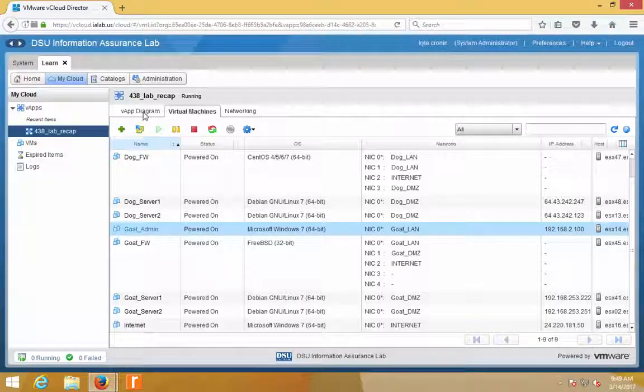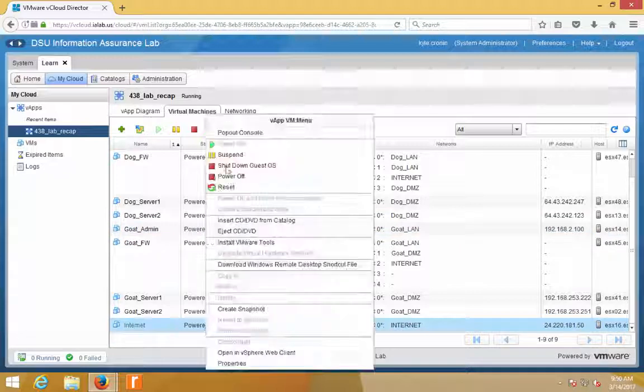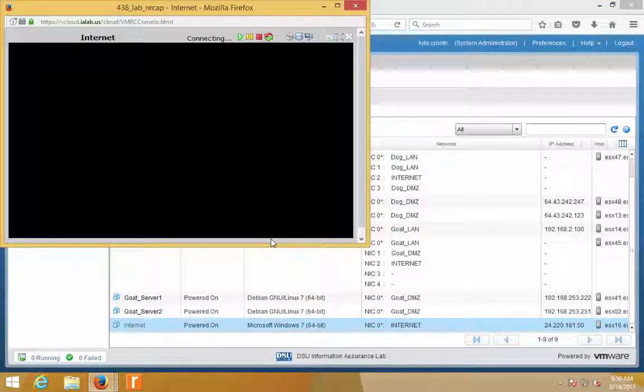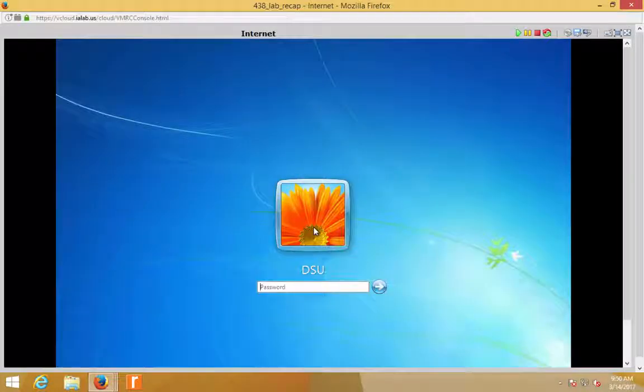So what machine would be ideal to test this with right now? Why the internet machine? No firewalls to deal with and no natting. There we go. So is the internet behind any firewall? No. The internet is just a machine sitting directly connected to the internet. We don't have to worry about an outbound firewall with this machine. So we'll log in here.